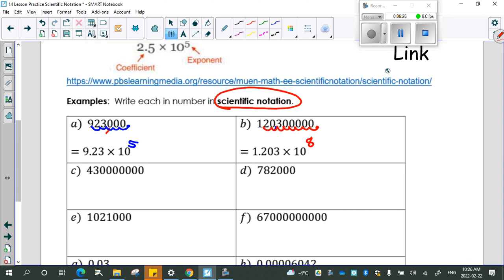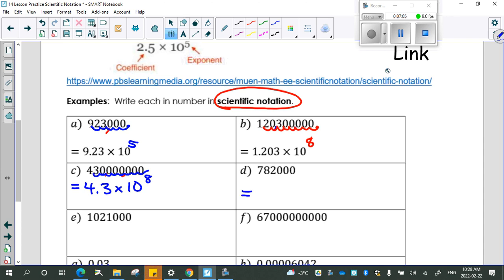All right, I want you to try the next 2. Who thinks they've got 430 million written in scientific notation? Yep. 4.3 times 10 to the power 8. Yes. So you move the decimal from here, 1, 2, 3, 4, 5, 6, 7, 8. Awesome.